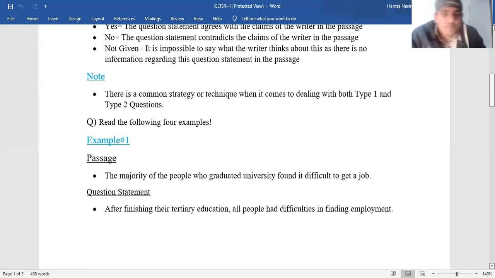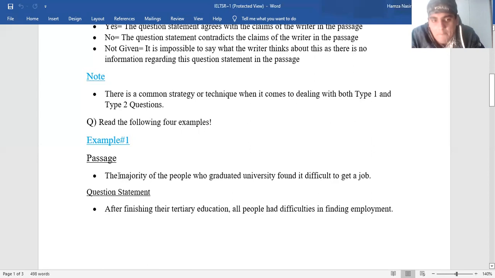So at first glance, you notice a lot of common denominators, a lot of matching similarities between the passage and the question statement. It says people who graduated university, that is the same thing as tertiary education. After graduating university, after finishing the tertiary education, found it difficult to get a job. There are difficulties in finding employment, which basically means finding jobs, right? So far, it seems to be exactly the same. However, keep note of this.